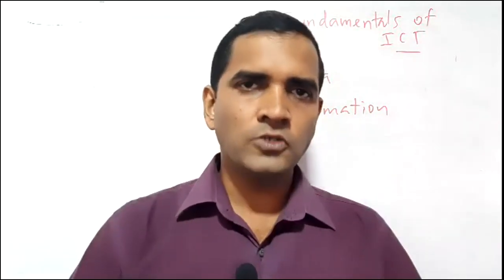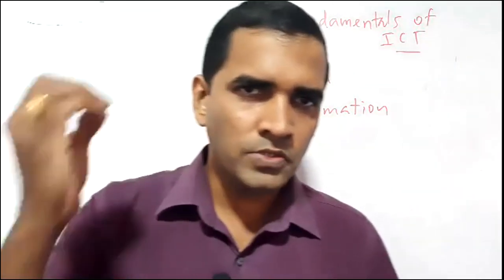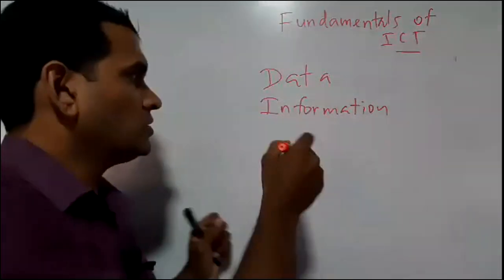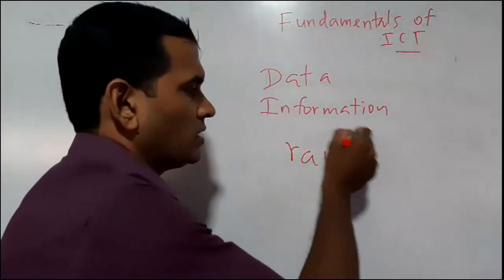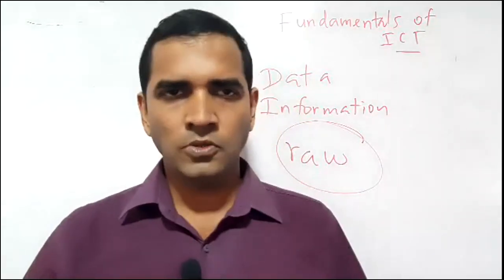Data, plural, right? Data are unprocessed things. This is enough at this moment, right? If you have some things in unprocessed format, they must be called data. Unprocessed things are data. Simply in English, raw materials. You know that word, right? Raw material means they are not involved in any processes.